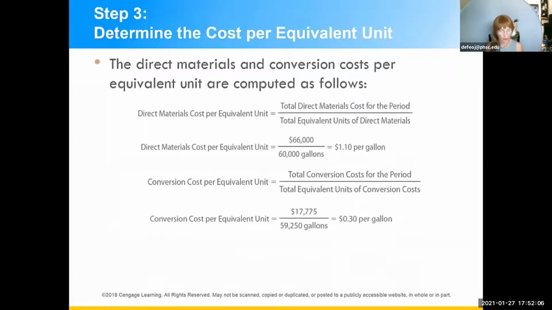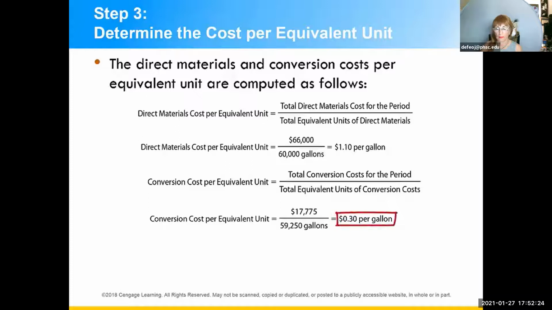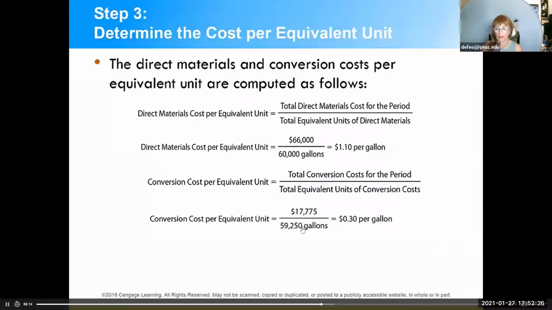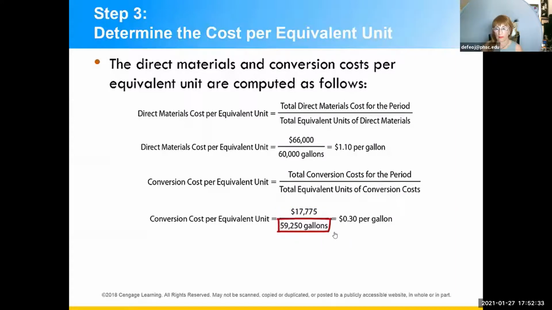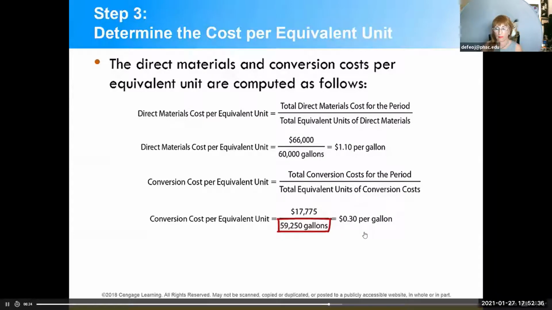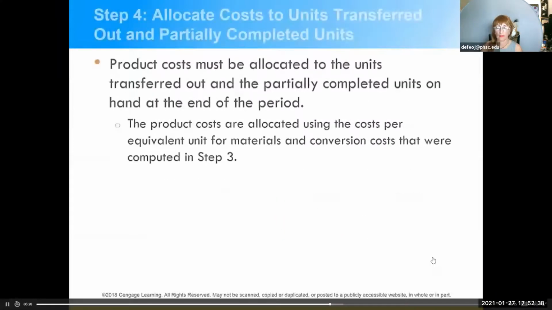Direct materials cost per equivalent unit is $1.10, calculated by dividing the total direct materials cost of $66,000 by the 60,000 direct materials equivalent units. Conversion cost per equivalent unit of 30 cents is calculated by dividing the total conversion cost for the period of $17,775 by the 59,250 conversion equivalent units.